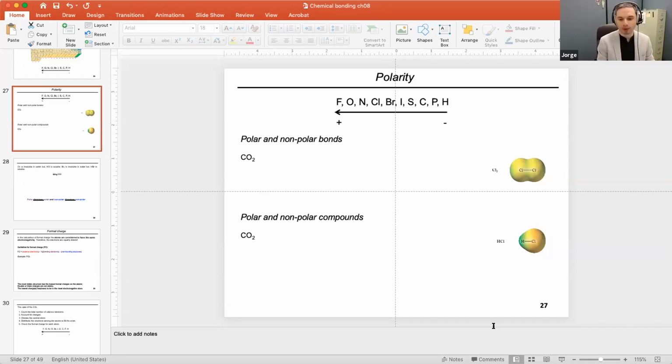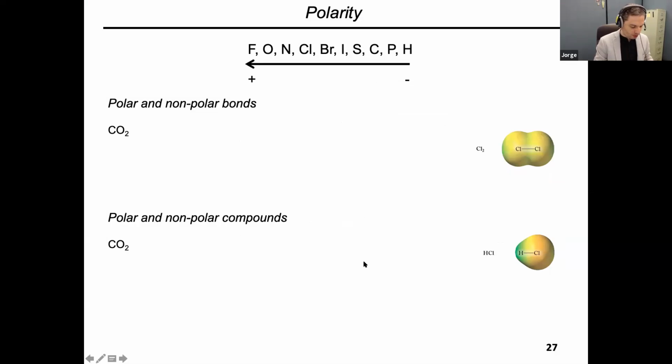So for today, let's pick up where we left on Monday. The last thing I talked with you about on Monday was polarity.